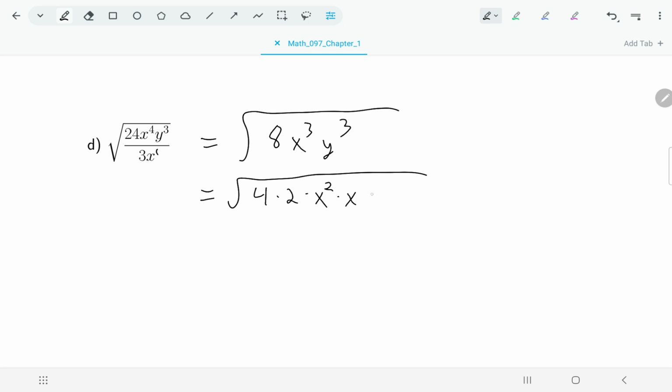And y cubed is also a perfect square buried in that. It's y squared times y to the 1. And for the things that are not perfect squares, the 2, the x, and the y, those are going to be left inside of my square root. So the 2 and the x and the y will be left inside, and the 4, the x squared, and the other y squared, those will all leave my square root. I'll have square root of 4, which is 2. I'll have square root of x squared, which is x. And I'll have square root of y squared, which is y. So I'll have 2xy times the square root of 2xy.